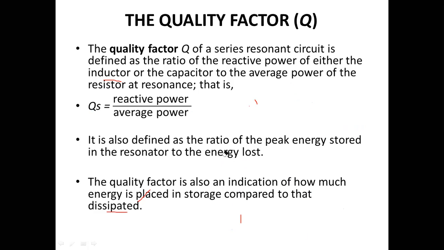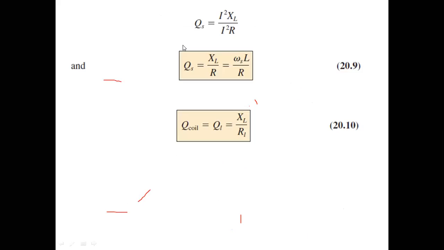Moving to the next slide. Okay, as we have discussed, Q is equal to the reactive power I square XL or I square XC over I square R. I square cancels out, so Q will be equal to XL divided by R, or omega L divided by R. This is another formula for the Q.